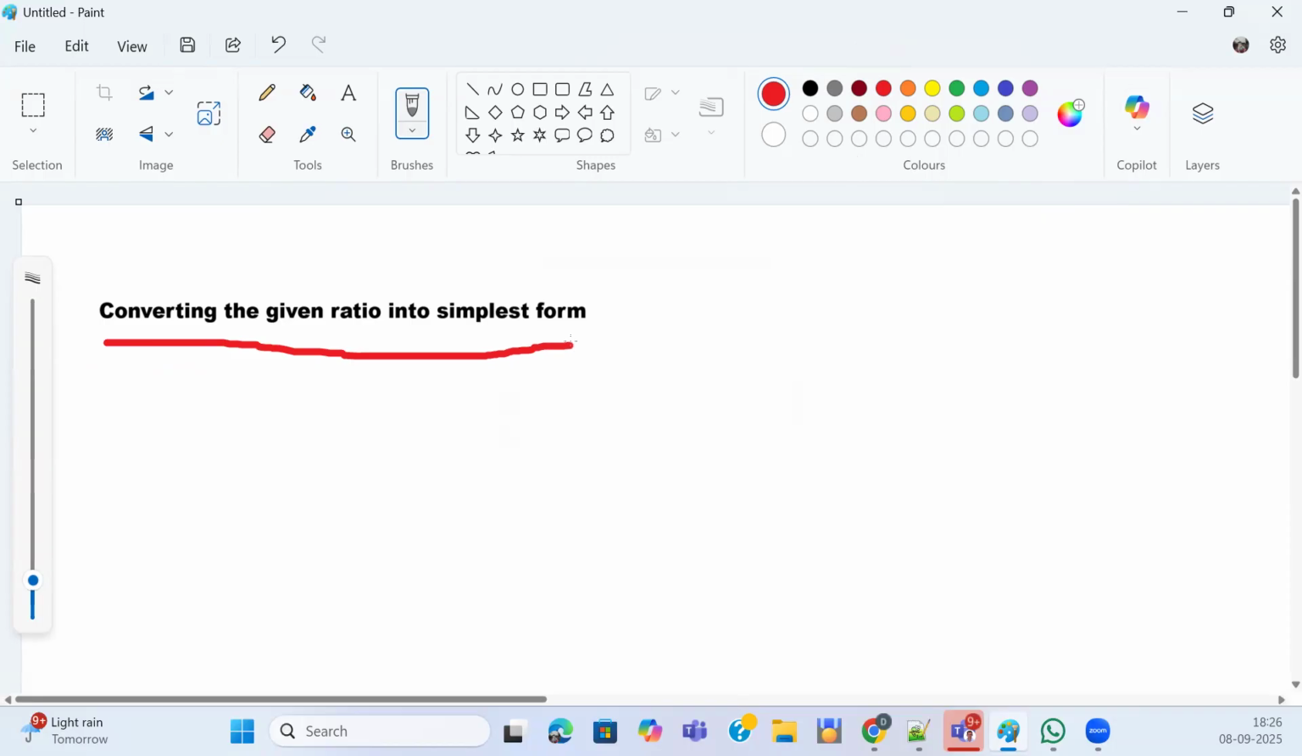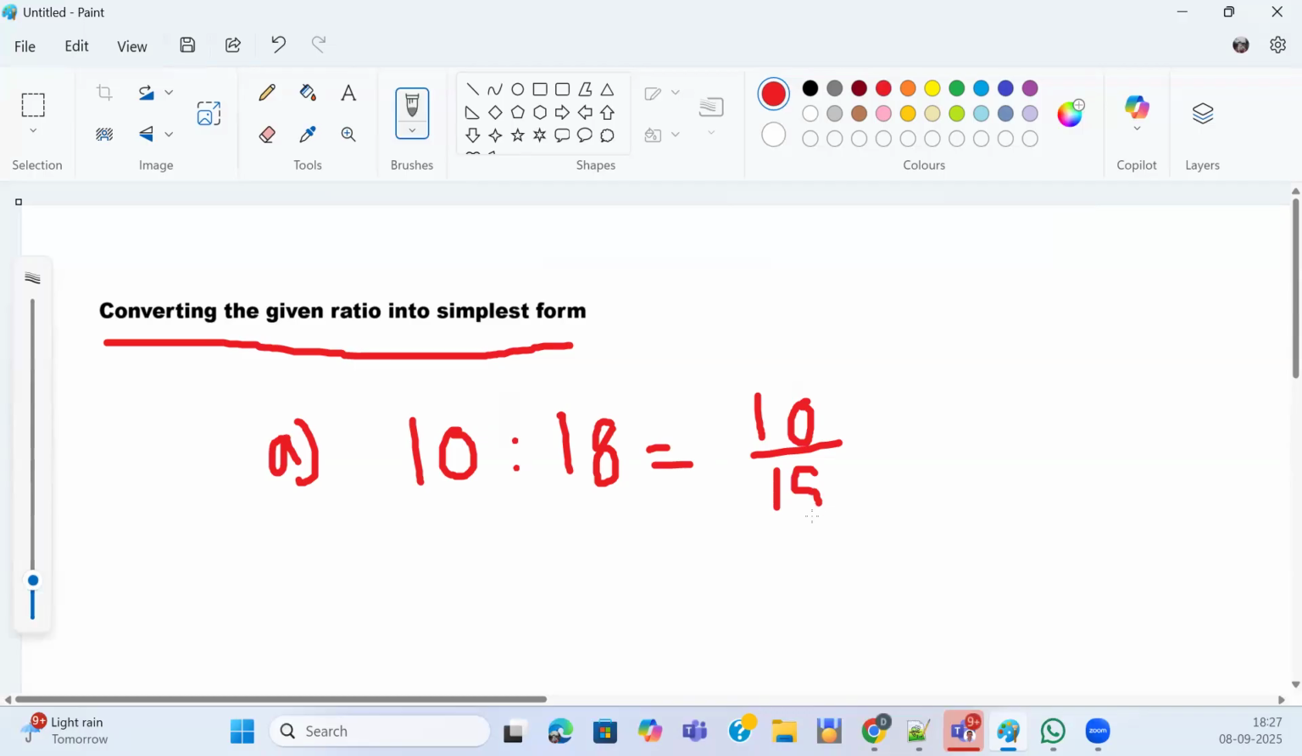Converting the given ratio into simplest form. First problem. 10 is to 18. So how do we write 10 is to 18? It is 10 by 18. I'm sure you might have done this in fractions. 2 5s are 10, 2 9s are 18. That equals 5 by 9.